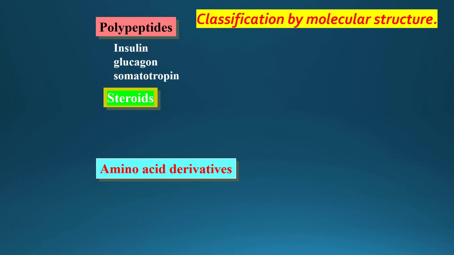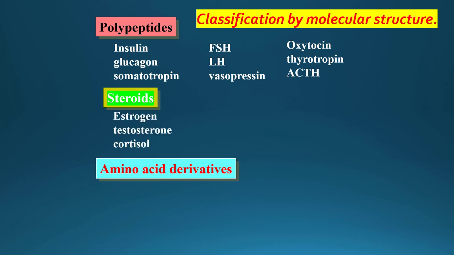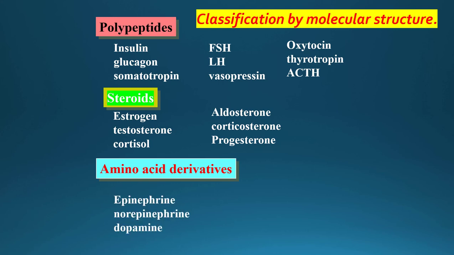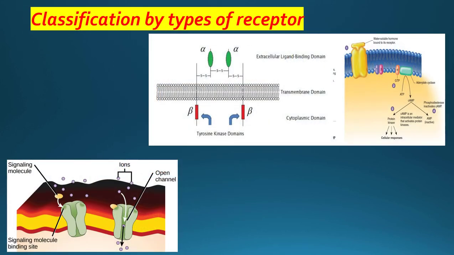Peptides are insulin, glucagon, somatotropin, melanocyte stimulating hormone, luteinizing hormone, vasopressin, oxytocin, thyrotropin, and ACTH. They are polypeptides. Steroid hormones are estrogen, testosterone, cortisol, aldosterone, corticosterone, and progesterone. Amino acid derivatives are epinephrine, dopamine, thyroxine, T3 and T4, melatonin and serotonin.